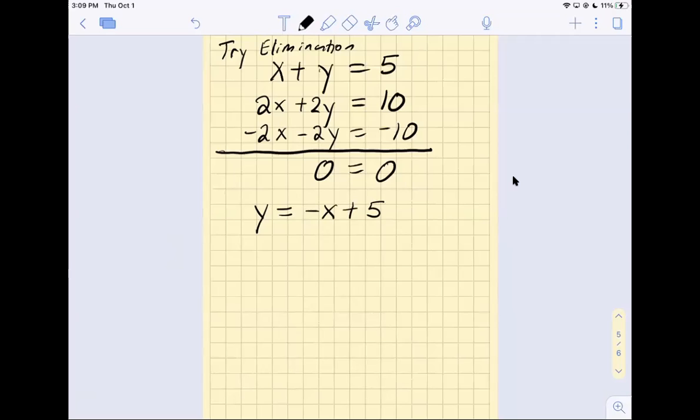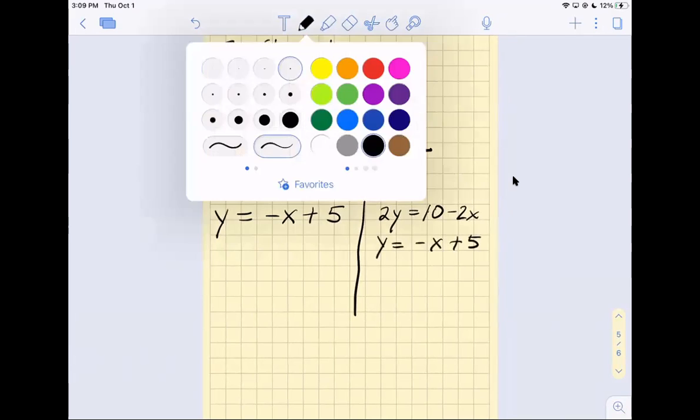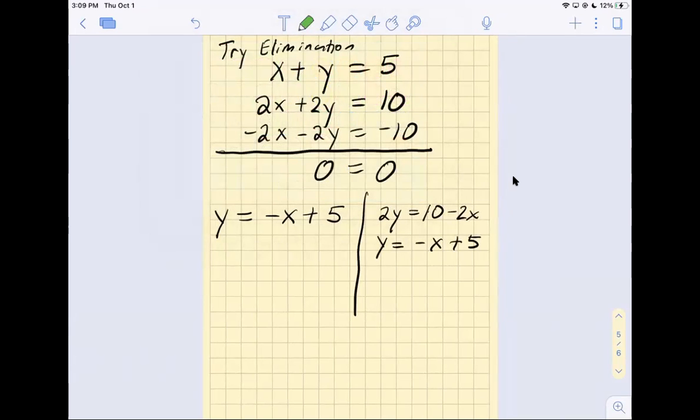And the second equation, let me move it over here. I'm going to move over the -2x. We get 2y equals 10 minus 2x, dividing everything by 2 to get y by itself, and rearranging it, I get y equals -x plus 5. So what's going on here? Same line. It's the same line.